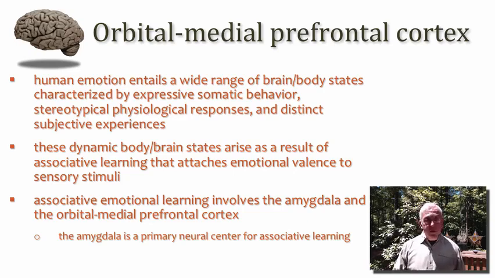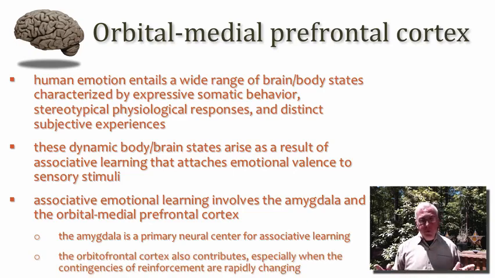Another important neural center, of course, is the orbital and medial sector of the prefrontal cortex. This also contributes to emotional learning, especially when the contingencies of reinforcement are rapidly changing. And this is certainly one way to understand the complex dynamics of real life, real world social engagement.